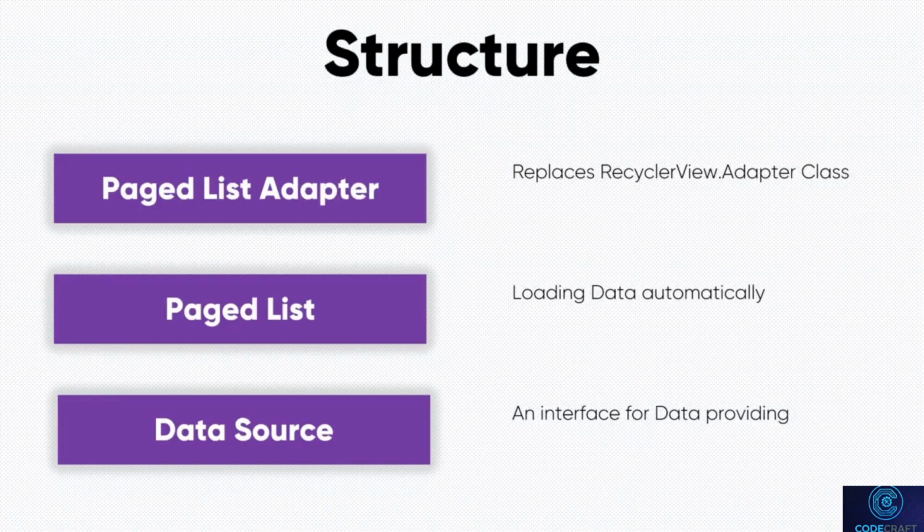Back to the paging library structure, we have 3 things: PagedListAdapter, PagedList, and DataSource. DataSource is the interface for data providing, PagedList loads data automatically, and PagedListAdapter is for replacing the RecyclerView.Adapter class. This is what was in Retrofit, in paging library version 2.